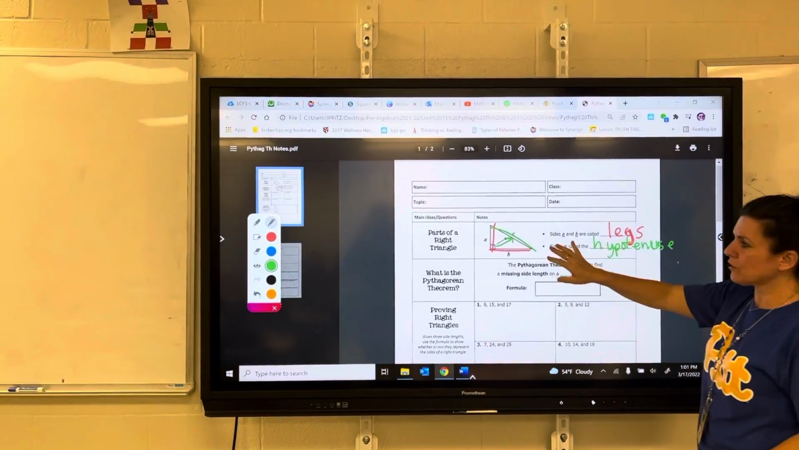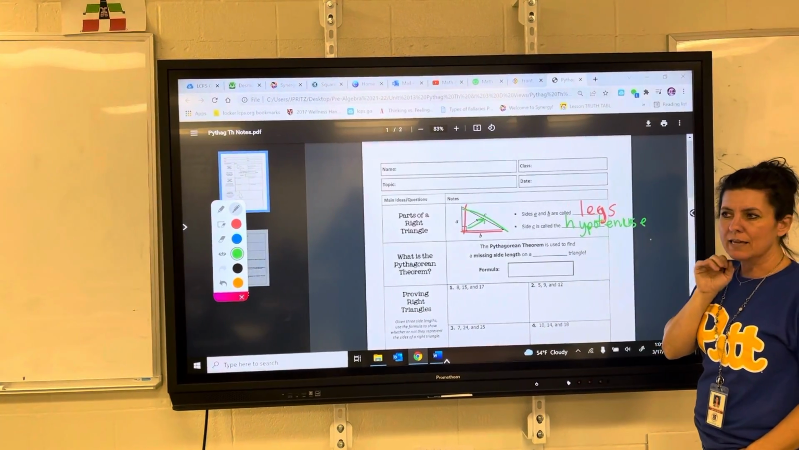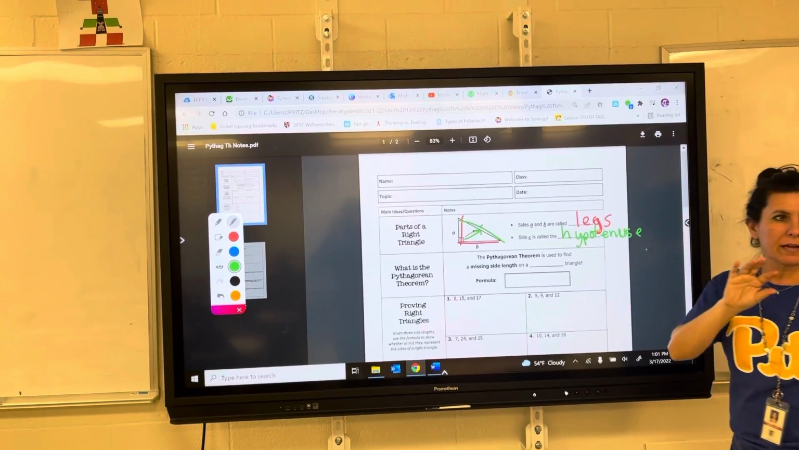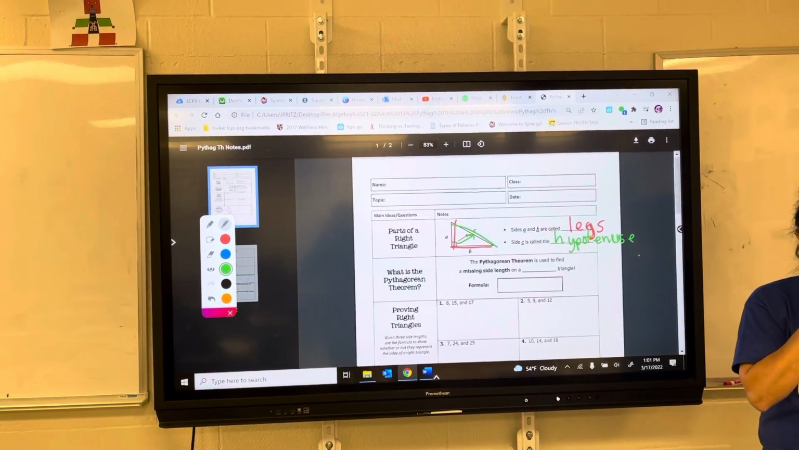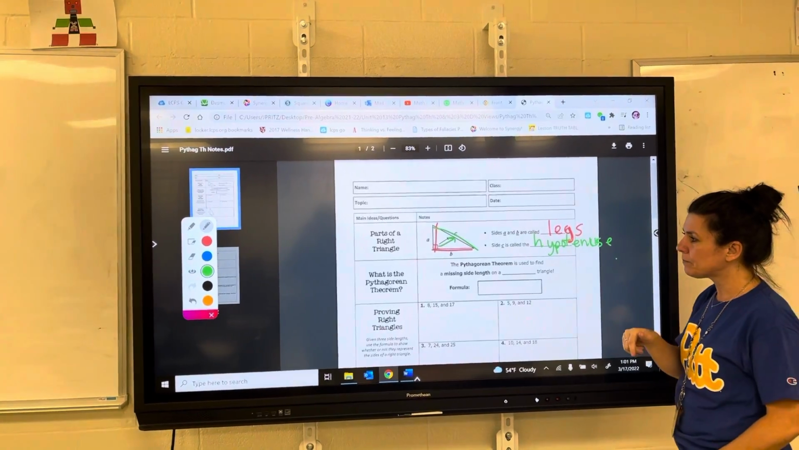Now, this picture is drawn very nice and neat. It's probably easy to pick out that C. Keep in mind that it could be twisted and in different locations when you're given different kinds of problems. So you still have to be able to identify where C is.